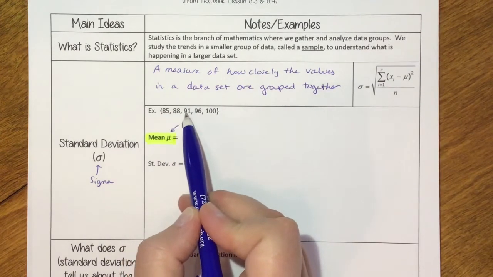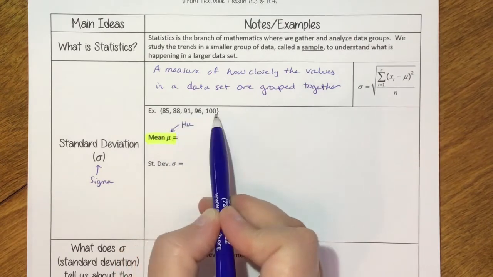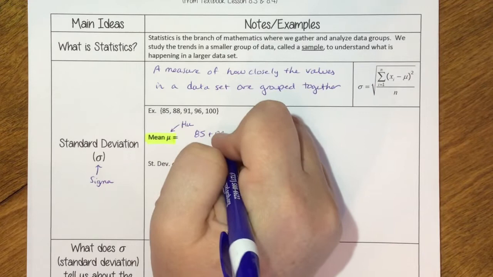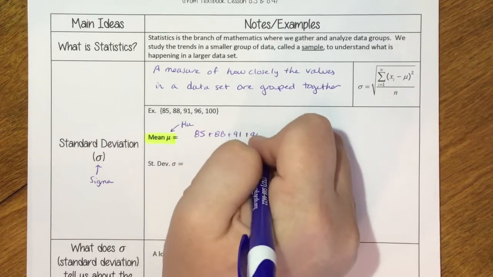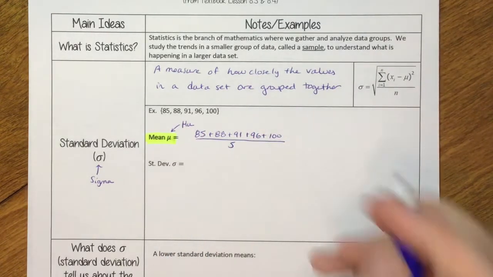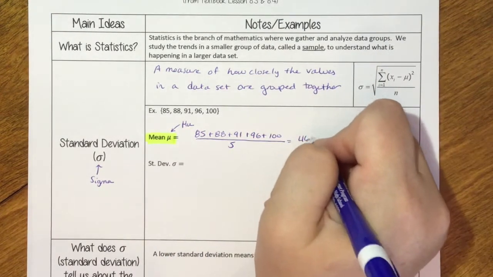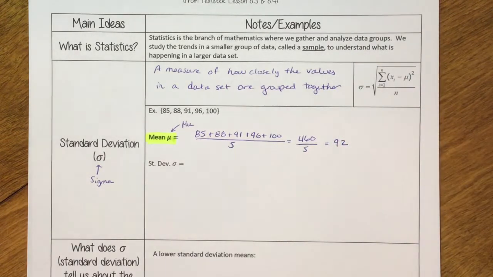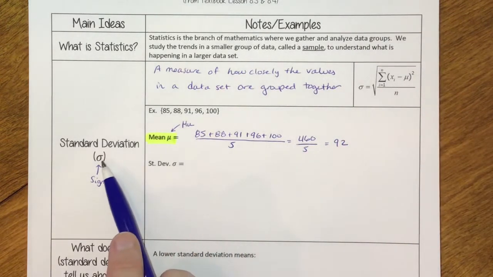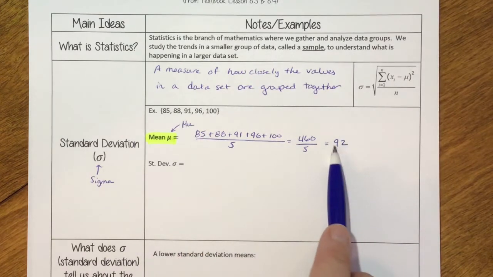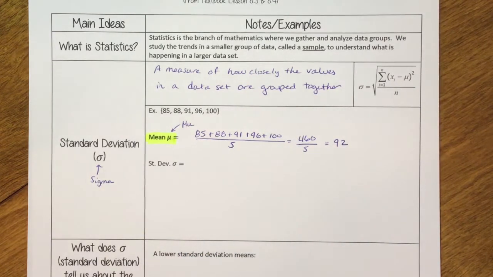So we have 1, 2, 3, 4, 5. So we'll sum these and then divide by 5. So 85 plus 88 plus 91 plus 96 plus 100, and then we divide that sum by the 5 values. If we sum across the top, that gives us 460 over 5. So 92 is the mean. The idea of this sigma is that we want to get an idea of how far these other values are spread out from the mean, which is 92.